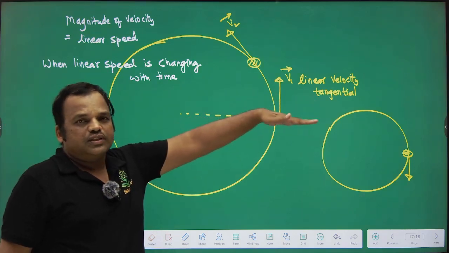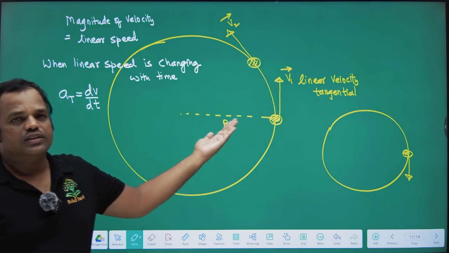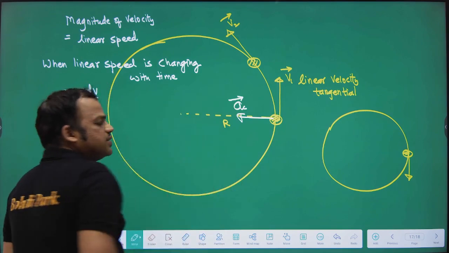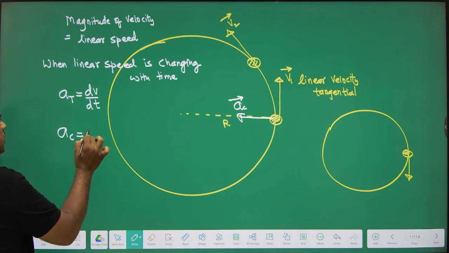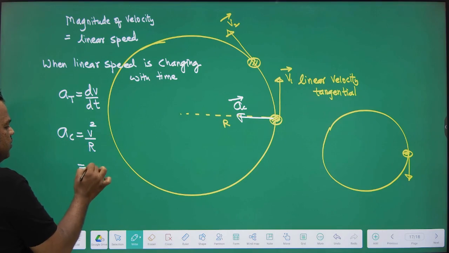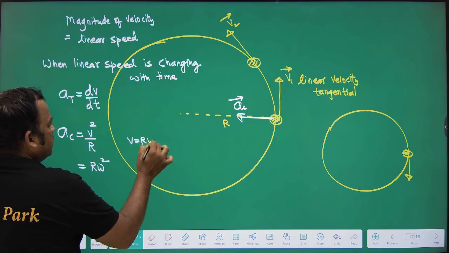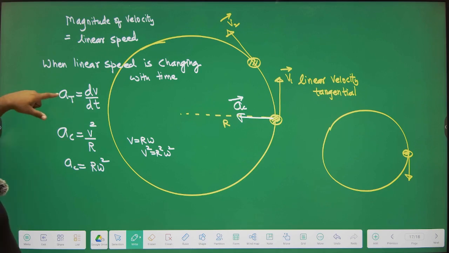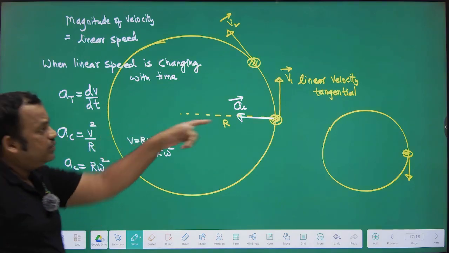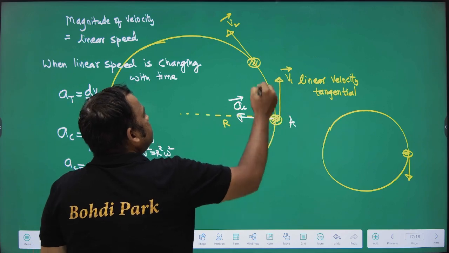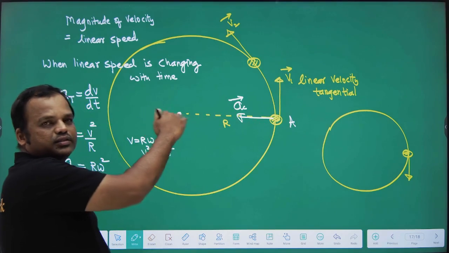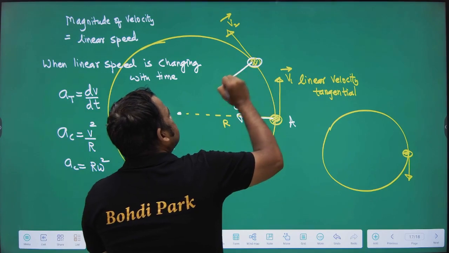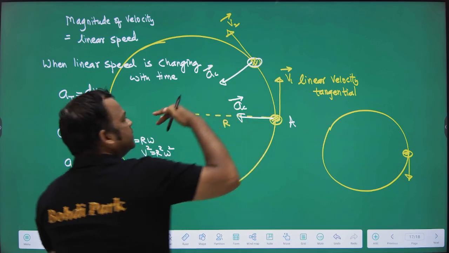In uniform circular motion, we have discussed centripetal acceleration. The centripetal acceleration is towards the center. Centripetal acceleration is a_c. The value of a_c can be determined using the v square by r formula, or we can have r omega square, because v is equal to r omega. So v square will be r square omega square. The direction of a_c is towards the center. So if the particle is at point A, a_c will be towards the center, pointing towards the west direction. And when the particle is here after some time, the a_c vector will be towards the center, pointing like this.